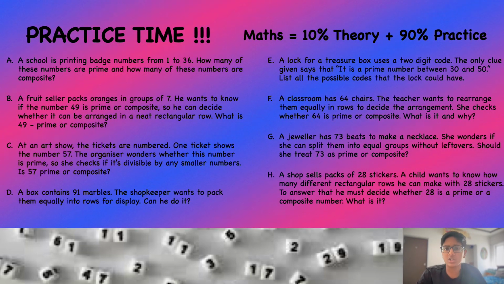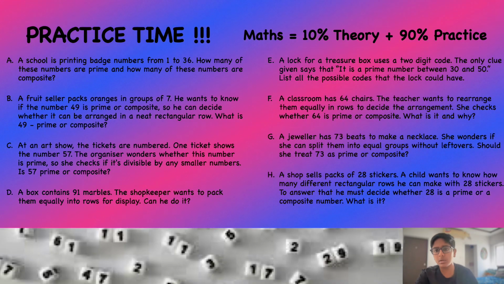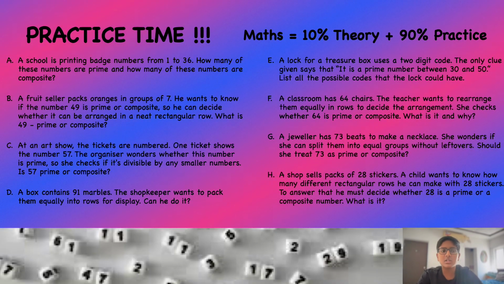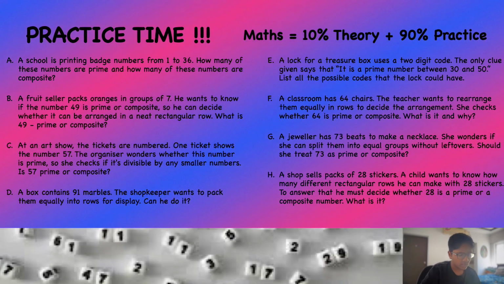A lock for a treasure box uses a two-digit code. The only clue given says that it's a prime number between 30 and 50. List all the possible codes that the lock could have. Now, between 30 and 50, the prime numbers are 31, 37, 41, 43, and 47. So, 5 codes.